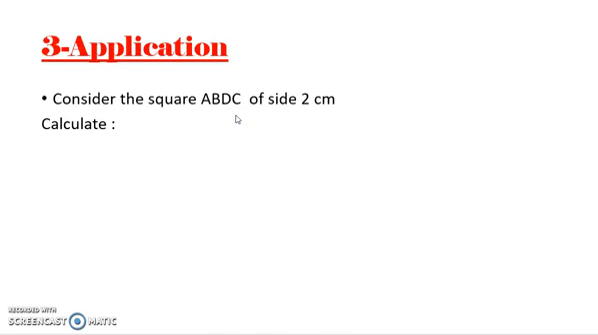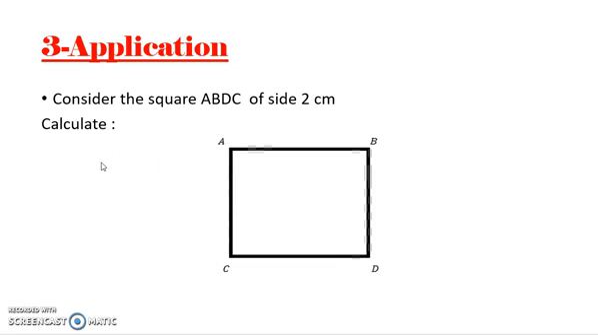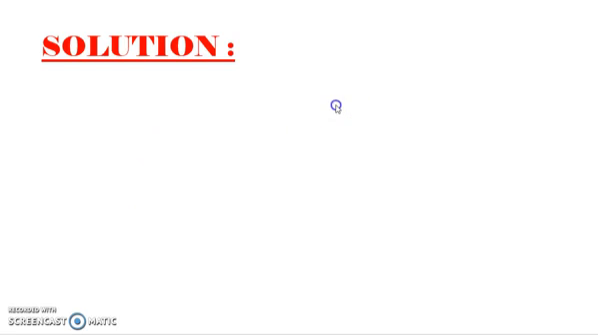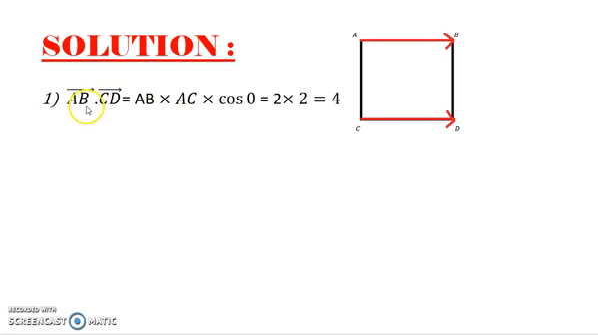Application: consider the square ABDC of side 2 cm. The question is to calculate the following dot products. Let's start with the first question. To calculate the dot product between the two vectors AB and CD, we find that the two vectors are parallel having the same sense. Then the angle between these two vectors is equal to 0. Apply the rule of the dot product. AB vector dot CD vector is equal to AB times CD times cosine 0, and AB and CD are equal to 2, then 2 times 2 times cosine 0, which is 1, so it's equal to 4.